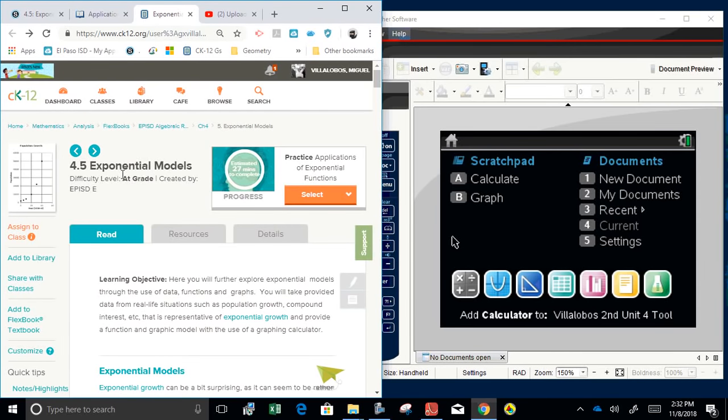So, 4.5 exponential models, practice applications of exponential functions. Learning objectives. Here you will further explore your exponential models. So we're going to do exponential models, right? And through the use of data, functions, and graphs.